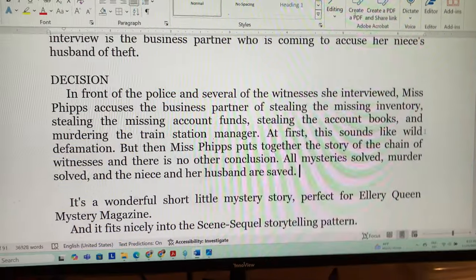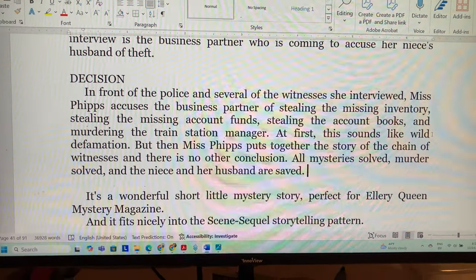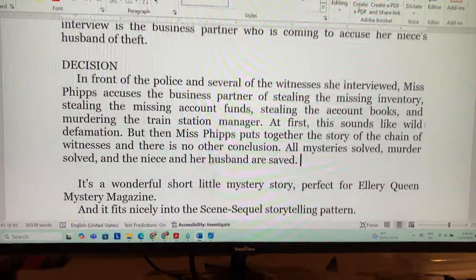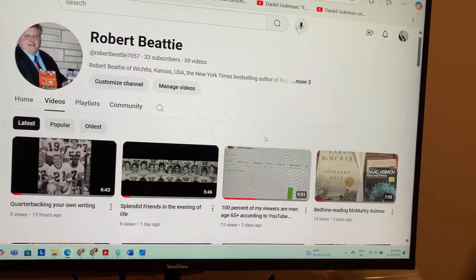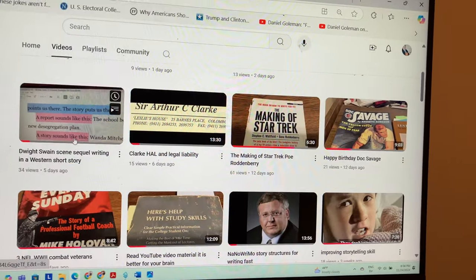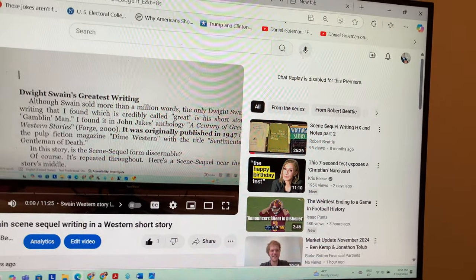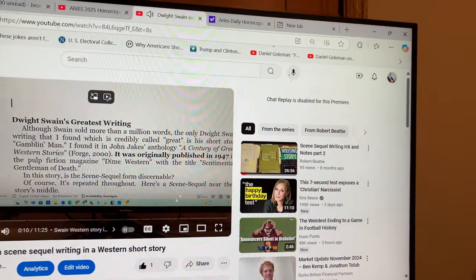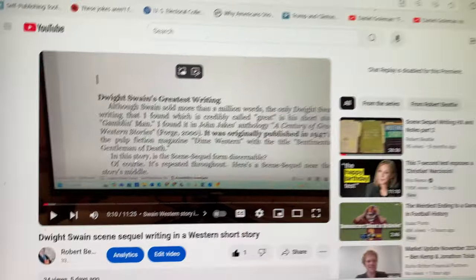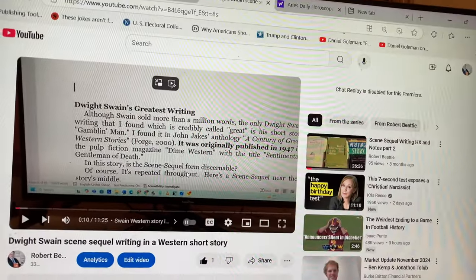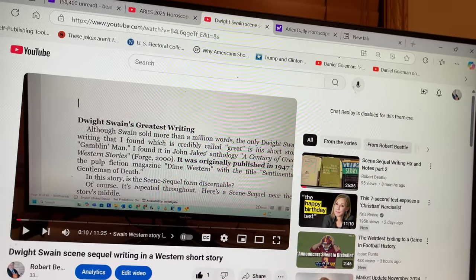So, as I said, there's five different versions of scene sequel writing and five different versions of the shorter aspect, motivation reaction units. Now, I talked the other day about Dwight Swain using scene sequel writing in a Western short story, Gambling Man, originally published as The Sentimental Gentleman of Death. So these are both terrific short stories. And I'll talk more about this another time.